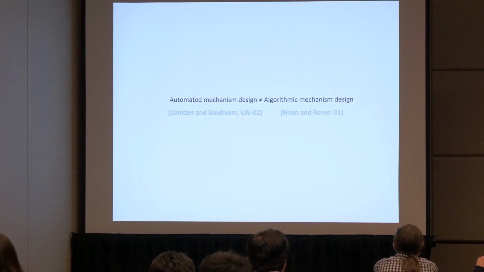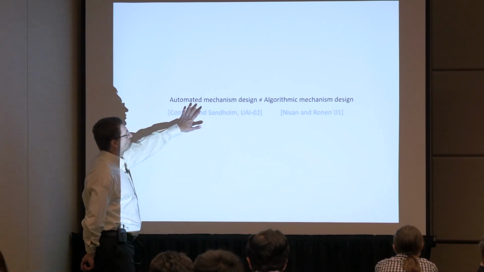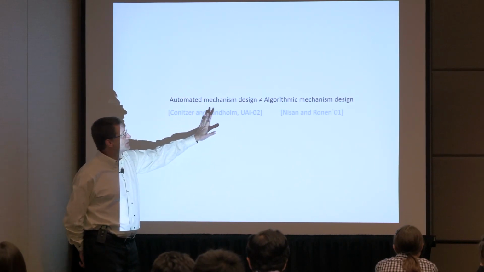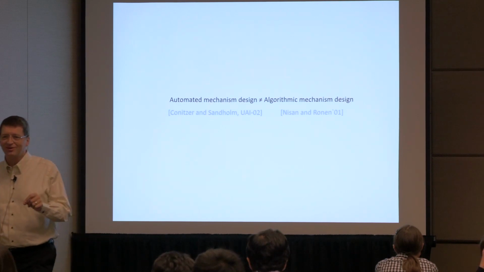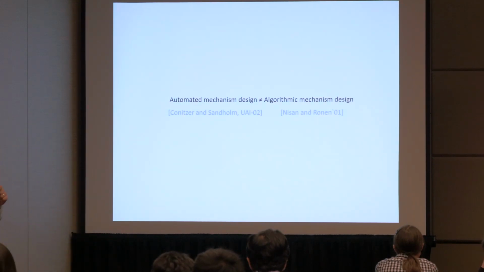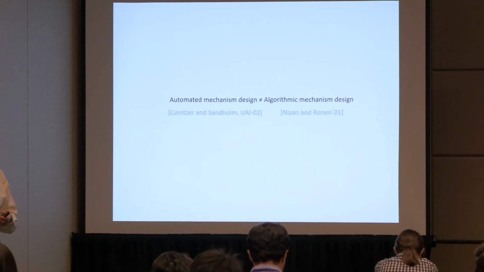So here's just a little note on terminology. We are talking about automated mechanism design. That's totally different than what's called algorithmic mechanism design, which sounds similar and unfortunately has the same AMD acronym. But automated mechanism design is about designing the mechanism computationally. Algorithmic mechanism design is about designing the mechanism manually so that it runs in worst-case polynomial time.